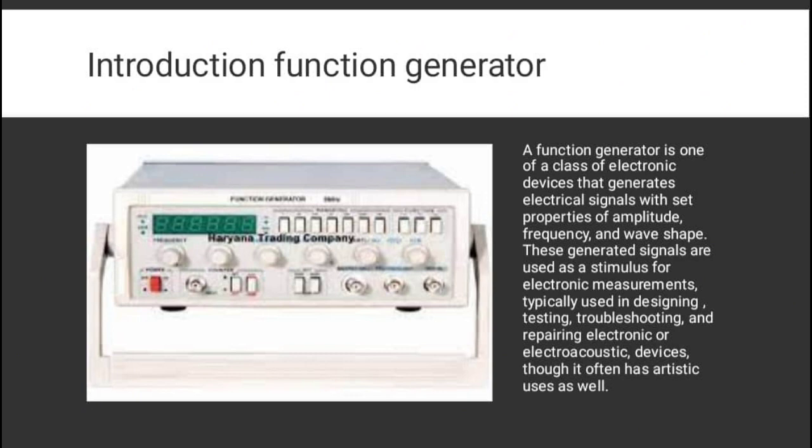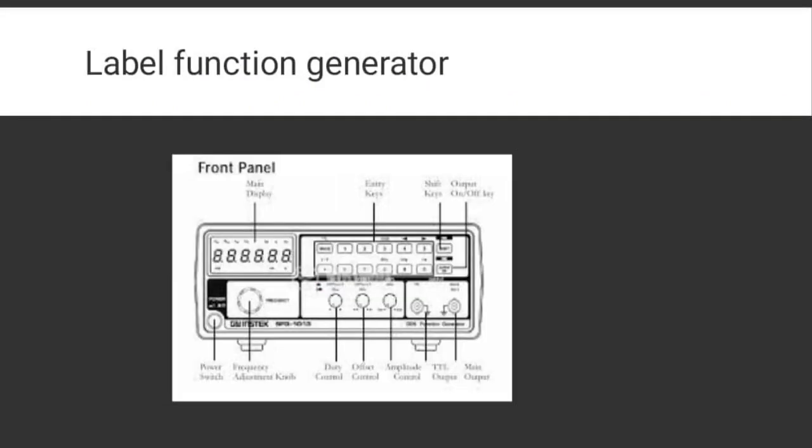A function generator is one of a class of electronic devices that generates electrical signals with set properties of amplitude, frequency, and wave shape. These generated signals are used as stimulus for electronic measurement, typically used in designing, testing, troubleshooting, and repairing electronic or electroacoustic devices, though it often has artistic uses as well. As you can see in this picture, these are some of the labels of function generator.